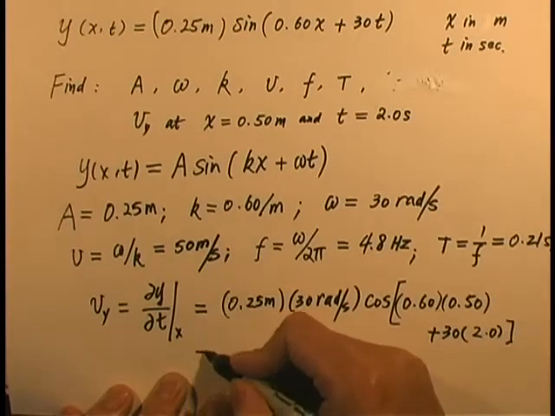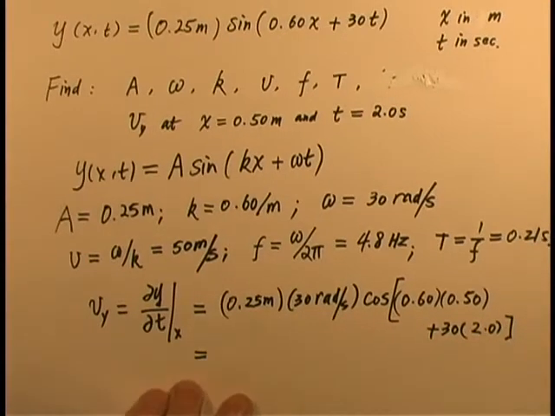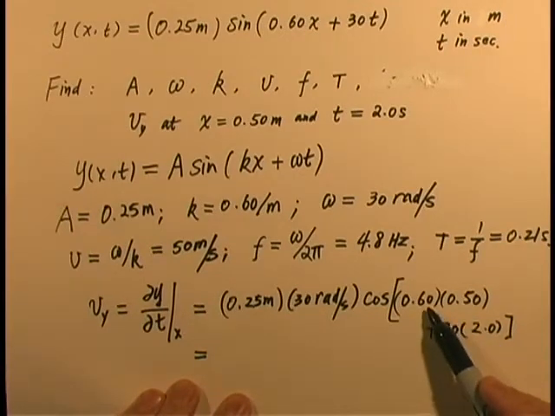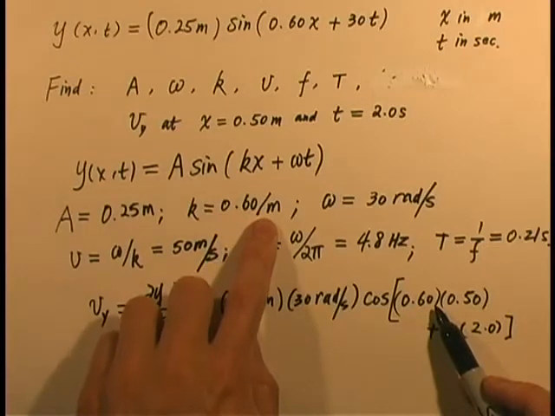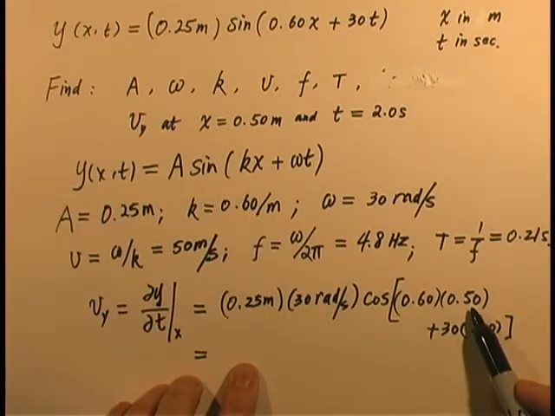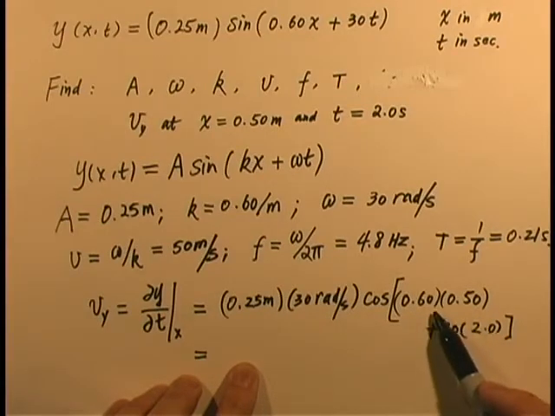All right. One thing, be very careful about what you're getting here. 0.6, that is 1 over meter. 0.5, okay, that is meter, so that is the dimensionless number. Okay, that dimensionless number, in fact, is 0.3. Now, is that 0.3 degrees or 0.3 radians?